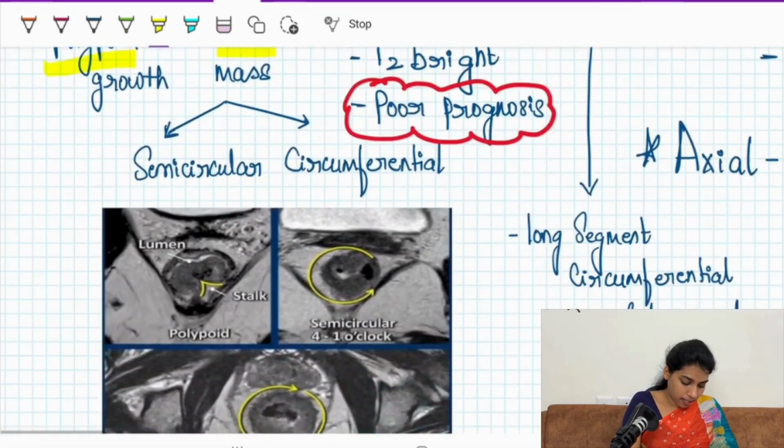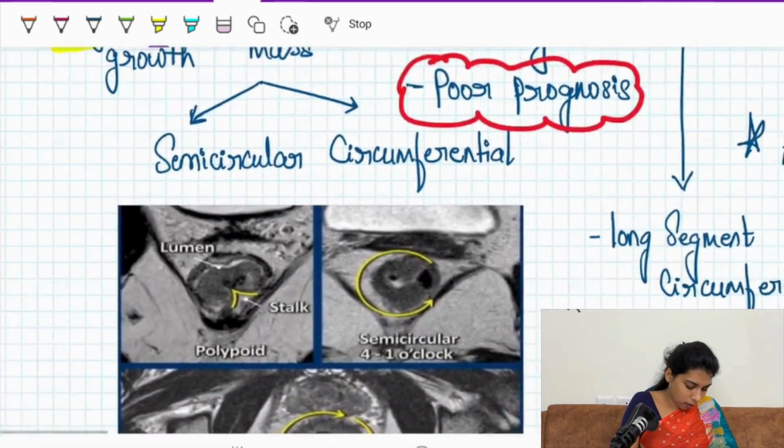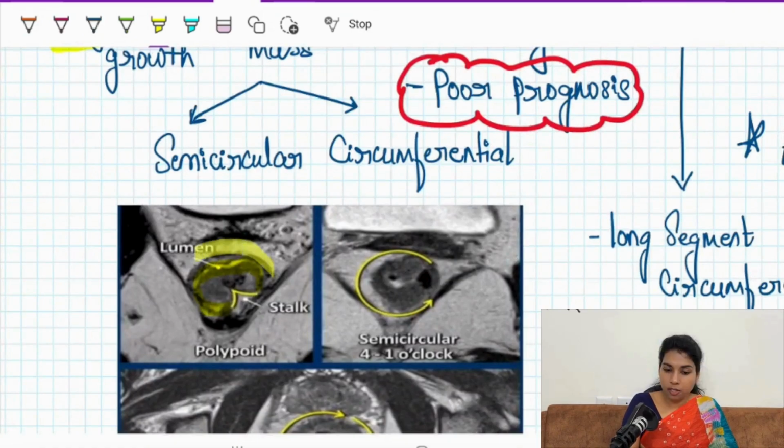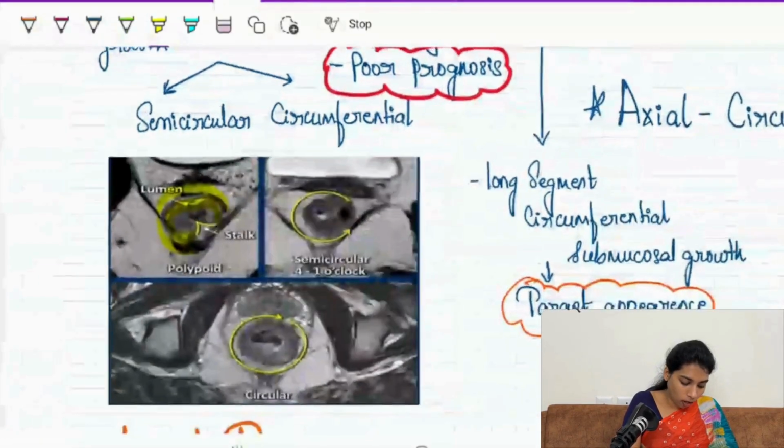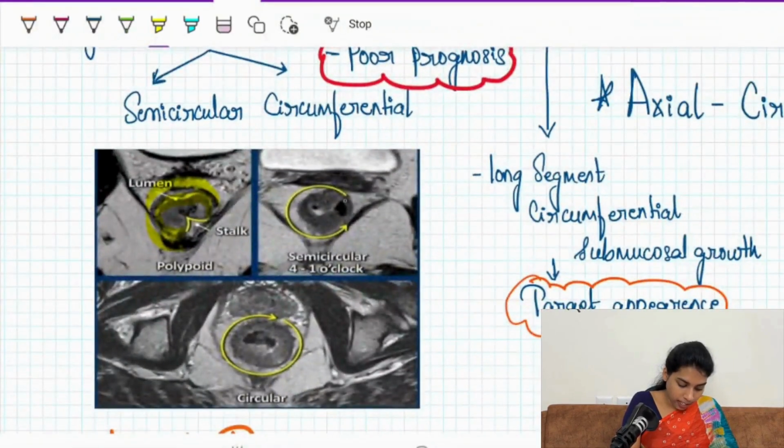If it's presenting as a polypoid growth, this is how you'll see. You'll see a polyp within the rectum. This is the rectal wall. This is the polyp within the rectum with a stalk. However, if it is presenting as a sessile mass, it can be semicircular involving a part of the rectum, leaving a part of the rectum behind, or it can have a complete circumferential involvement.